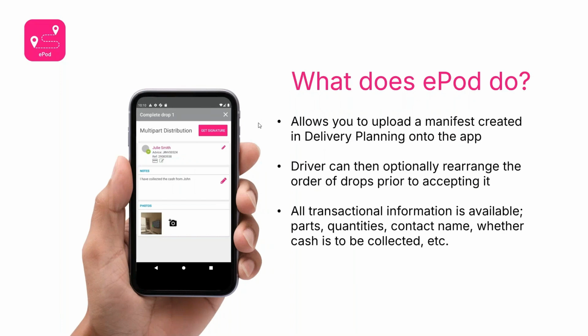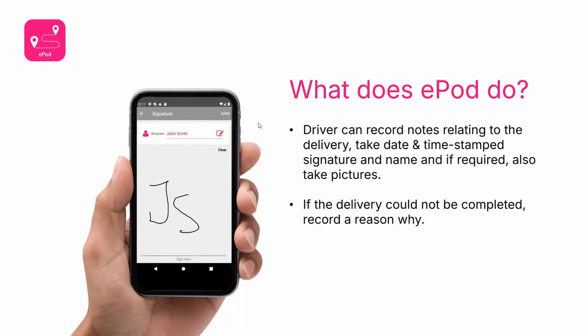What does ePOD do? It allows you to upload a manifest for your driver, or your driver can do it themselves. The driver can optionally rearrange the order of drops prior to accepting it. And all transactional information is available: parts, quantities, contact names, phone numbers, and if there's any cash to be collected. The driver can then record notes relating to the delivery, take a date and time stamped signature, a name if required, and also take pictures. If the delivery could not be completed, it asks your driver to record a reason why.